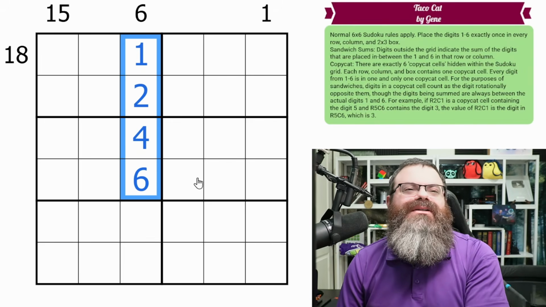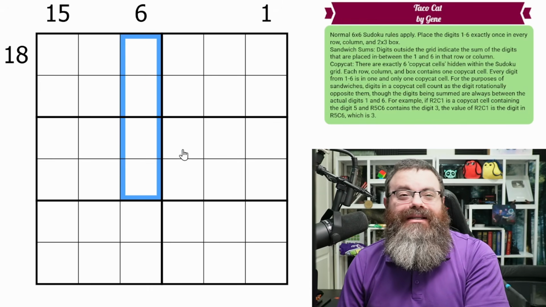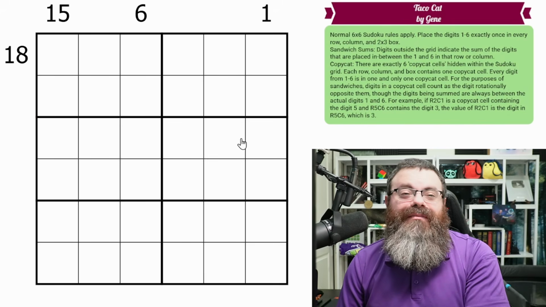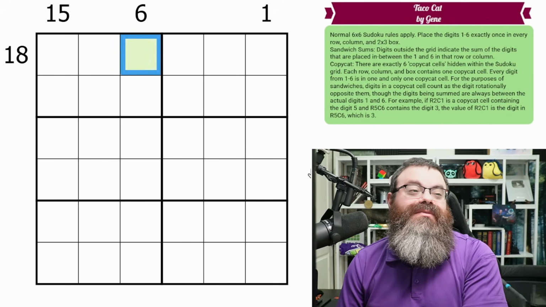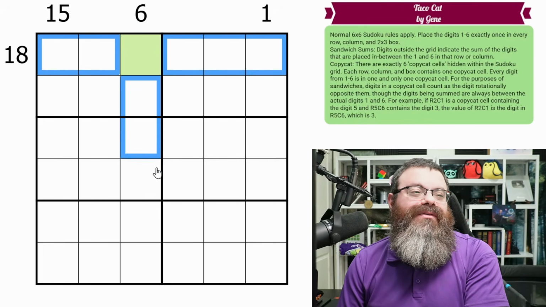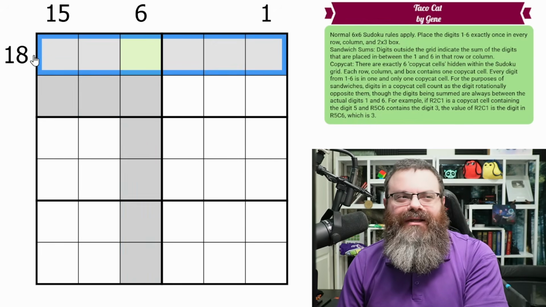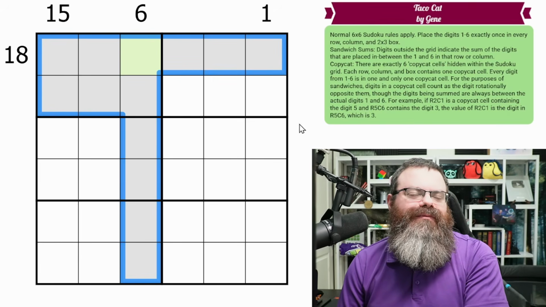But be careful because there are copycat cells. So there's exactly 6 copycat cells somewhere in the grid. Each row, each column, and each box contains 1 copycat cell. So once we have a copycat cell, let's say this was a copycat cell, the rest of the row, the rest of the column, and the rest of the box would be guaranteed not a copycat cell. We'd have one, so that gives us 6, 1 per row, 1 per column, 1 per box.